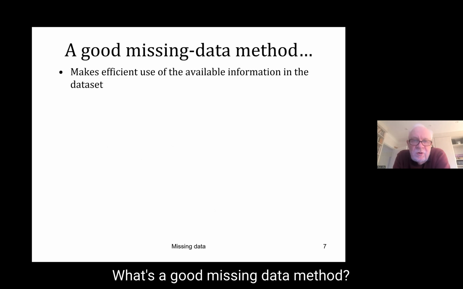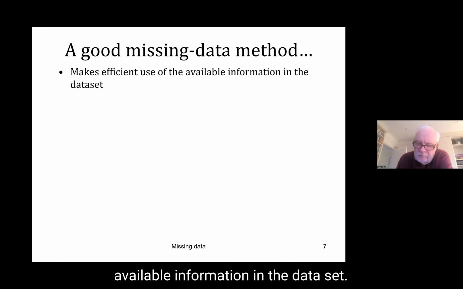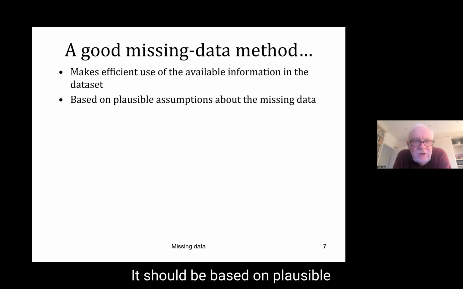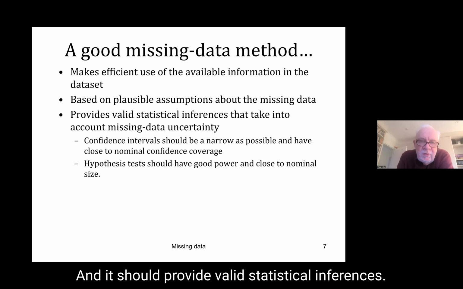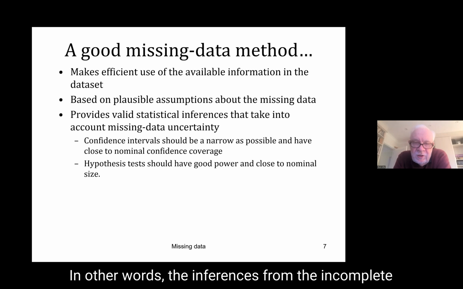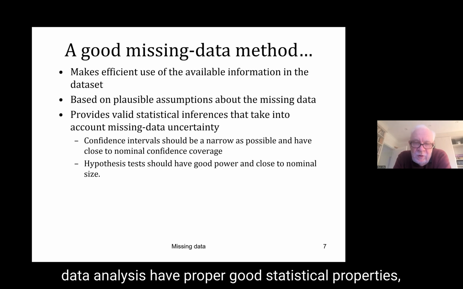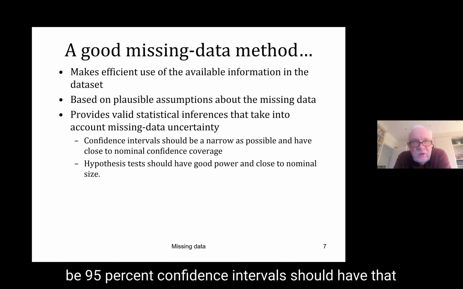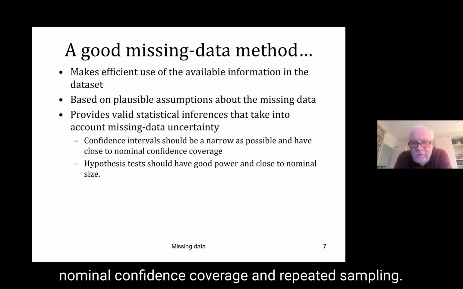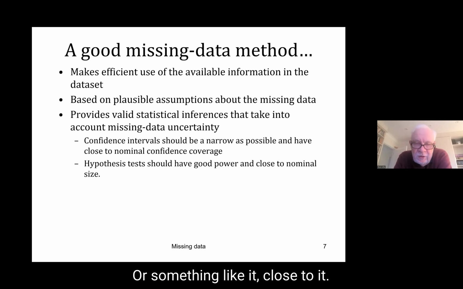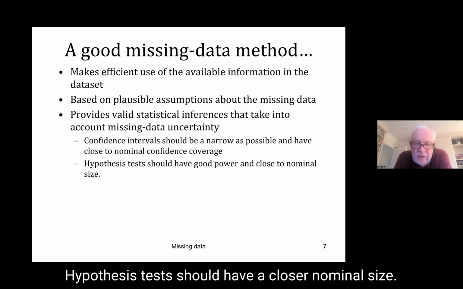What's a good missing data method? It essentially makes efficient use of the available information in the data set. It should be based on plausible assumptions about the missing data, and it should provide valid statistical inferences. In other words, the inferences from the incomplete data analysis have proper, good statistical properties. For example, confidence intervals that are supposed to be 95% confidence intervals should have that nominal confidence coverage in repeated sampling, or something close to it. Hypothesis tests should have close to nominal size.